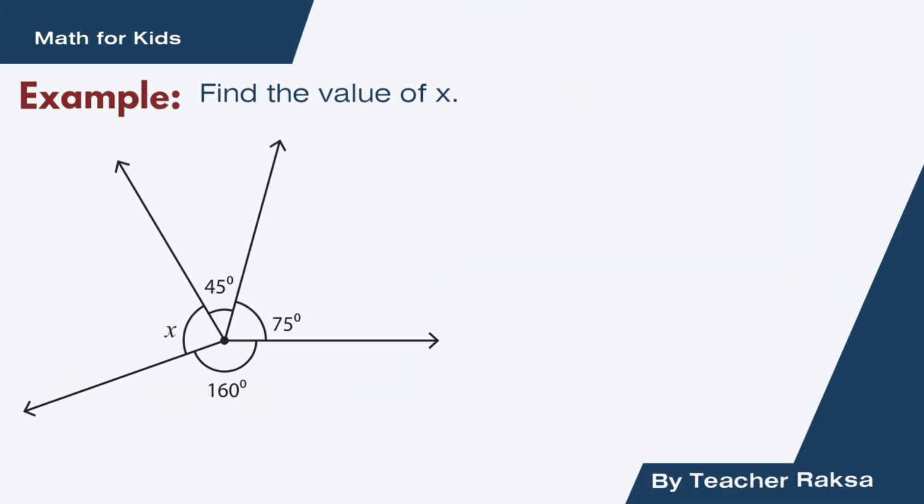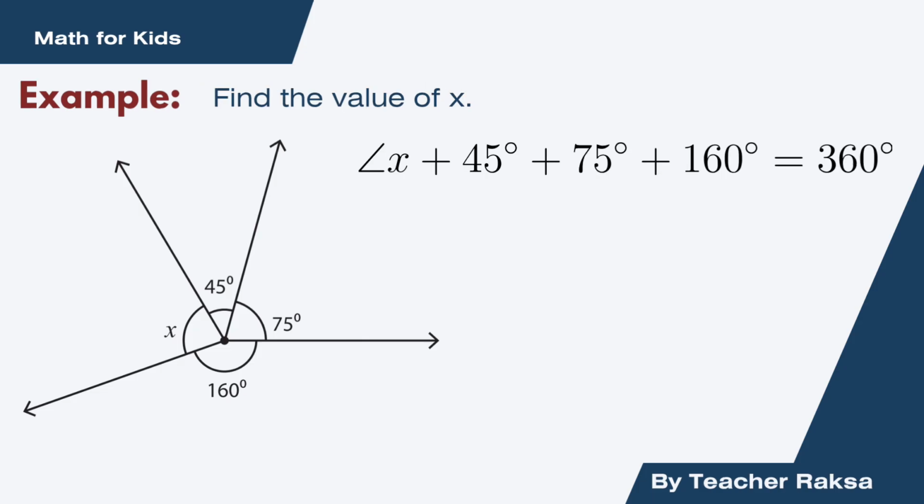Let's see how we use this rule in a real problem. In this example, we're asked to find the value of angle x. Based on the rule for angles at a point, we know that x plus 45 degrees plus 75 degrees plus 160 degrees equals 360 degrees.